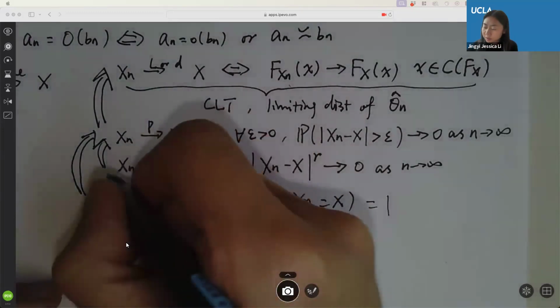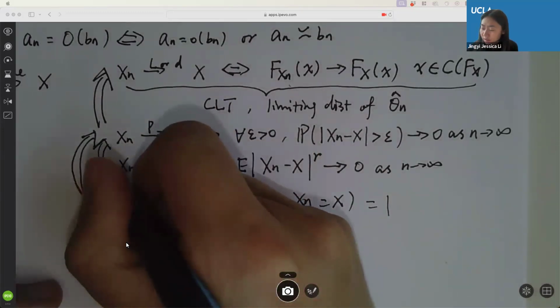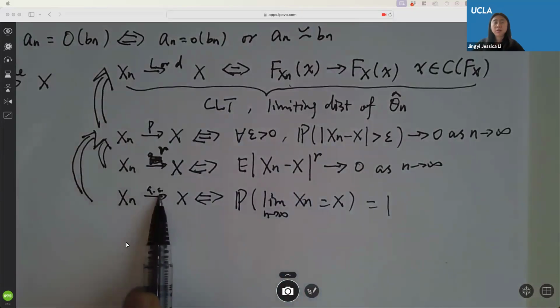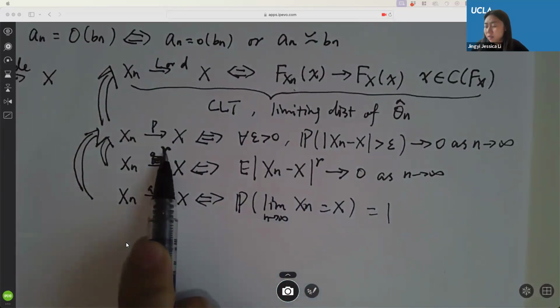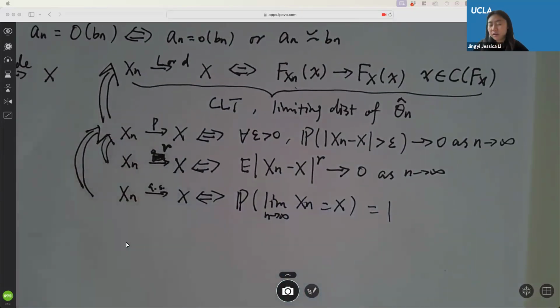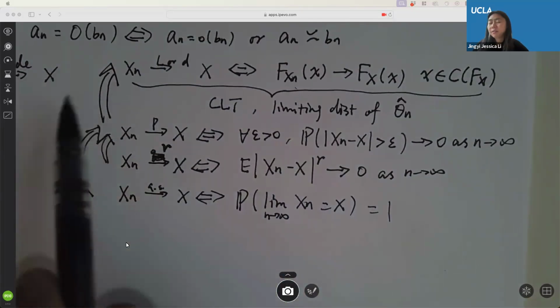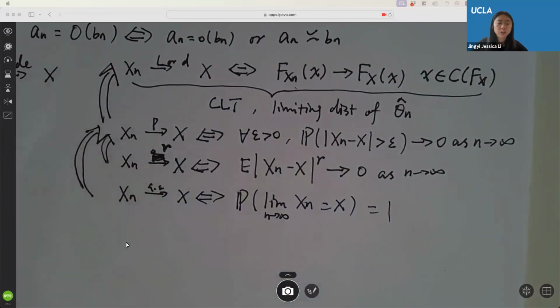Okay? But these two things don't imply each other. So almost sure convergence doesn't imply Rth mean convergence or the other way around. So except the 3 arrows I draw here, other relationships don't hold in general, but they may hold with some additional conditions.